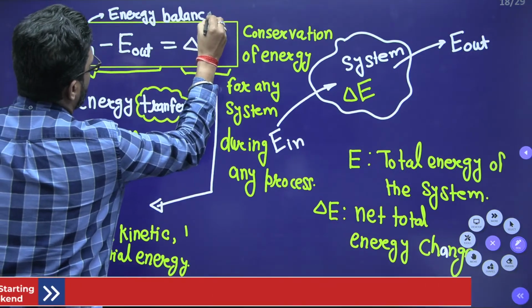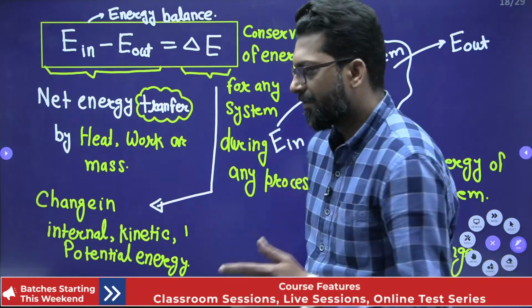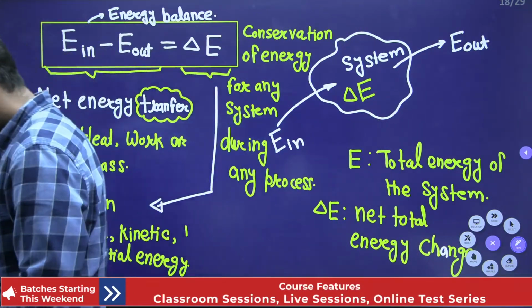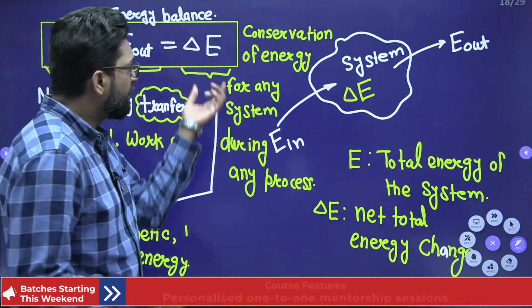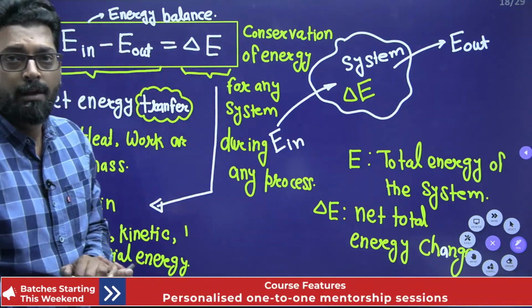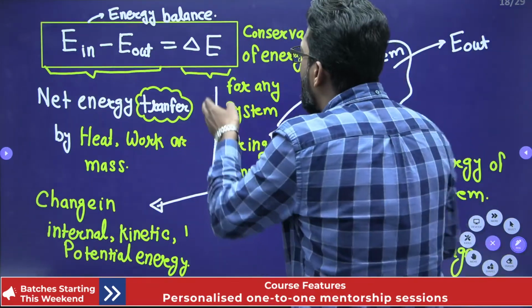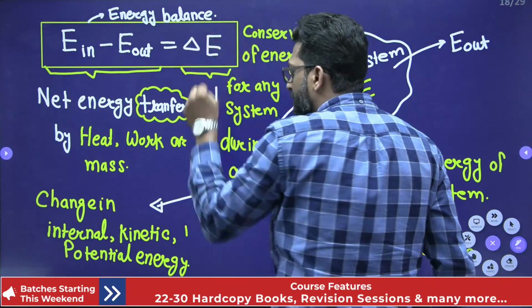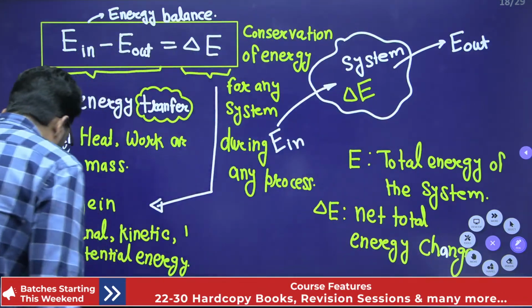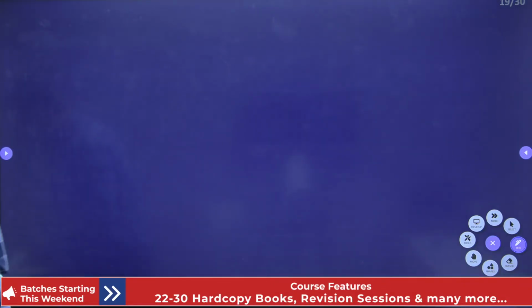That is called energy balance. Now, if this is the system and this is the boundary, and we write it in a little bit deeper manner, how do we write delta E? So there is one observation: how can we write this equation?